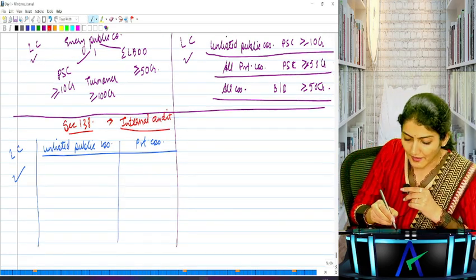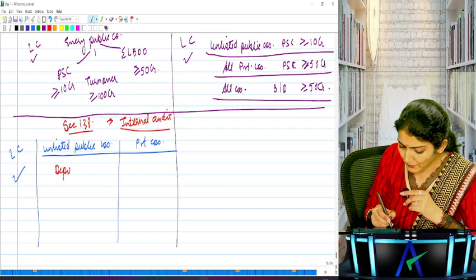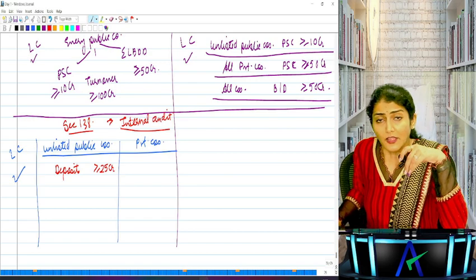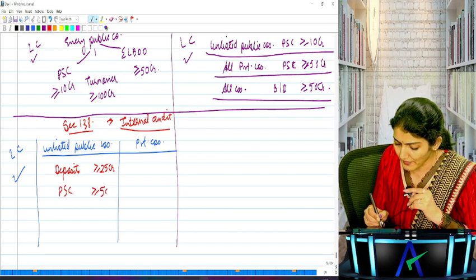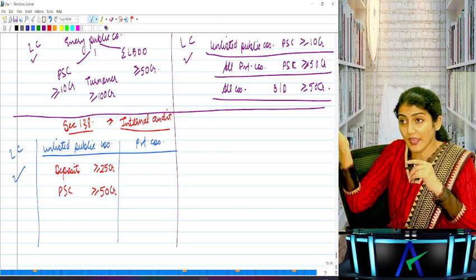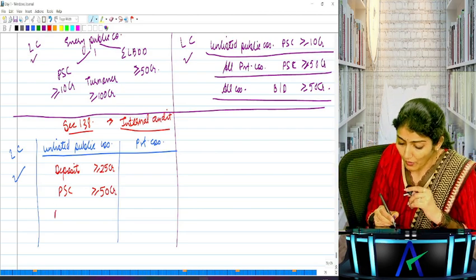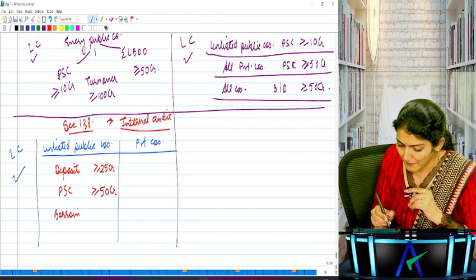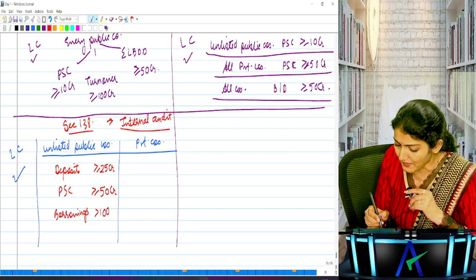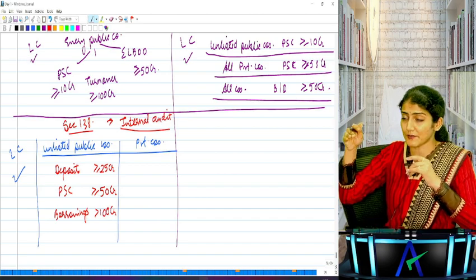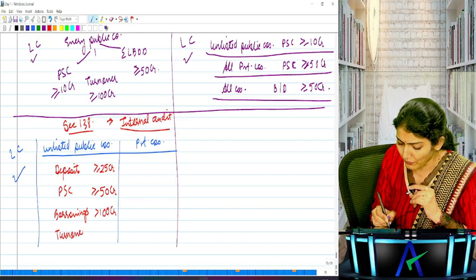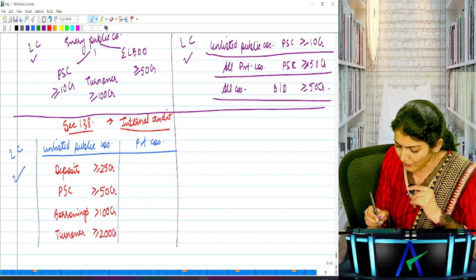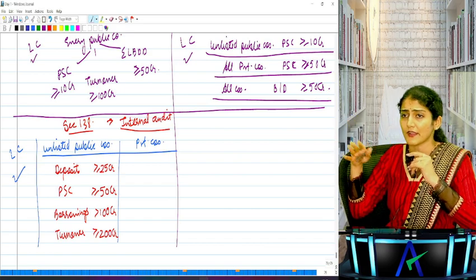companies? It says having the deposits of more than or equal to 25 crore at any point of time during the preceding financial year, or having the paid up share capital of more than or equal to 50 crore as at the end of the preceding financial year, or having the total borrowings from banks, financial institutions of more than 100 crore at any point of time during the preceding financial year, or having the turnover of more than or equal to 200 crore at any point during the preceding financial year.